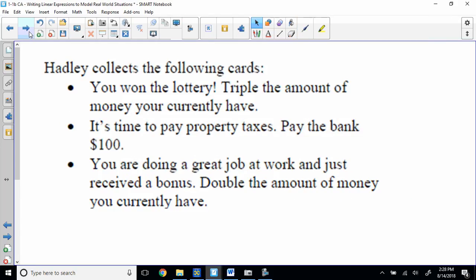Hadley. That's a pretty name. Hadley collects the following cards. Hadley has won the lottery. Triple the amount of money that you currently have. So how do I represent tripling the current amount of money? Take about 5 seconds to think about how you would write tripling your current money.